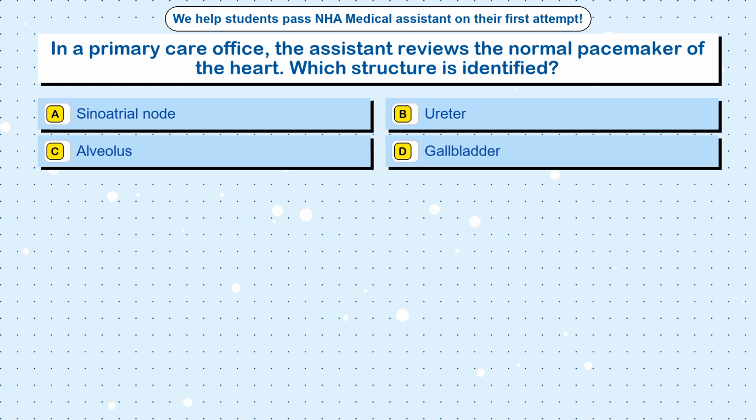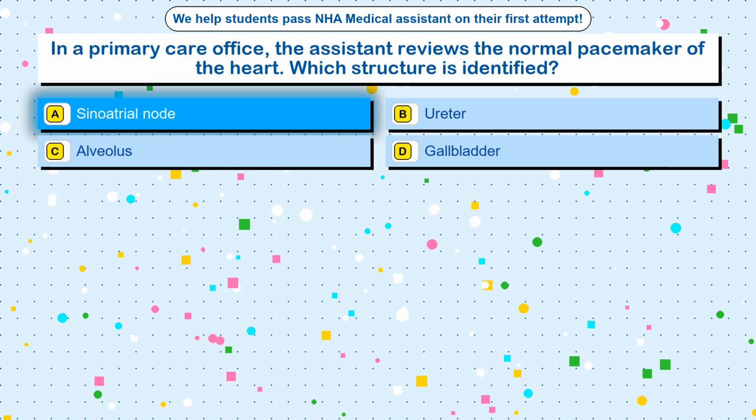Question 62. In a primary care office, the assistant reviews the normal pacemaker of the heart. Which structure is identified? Option A, sinoatrial node. Option B, ureter. Option C, alveolus. Option D, gallbladder. The correct answer is option A, sinoatrial node.